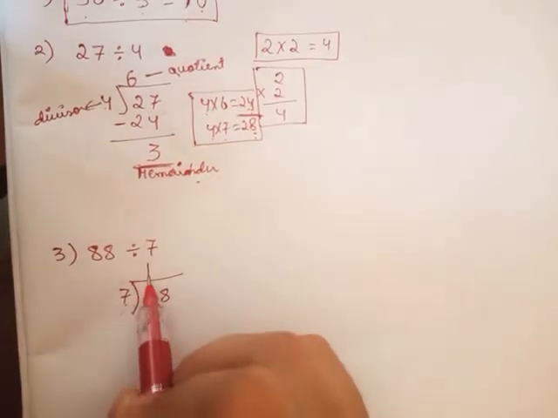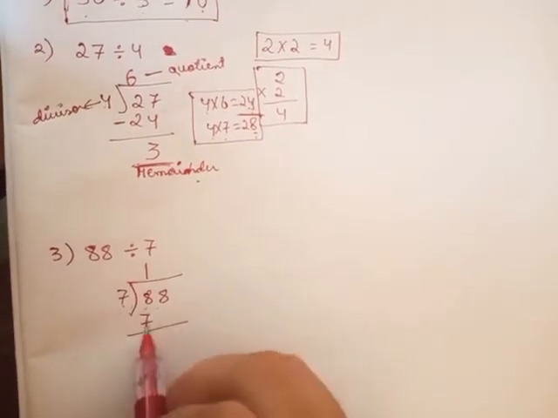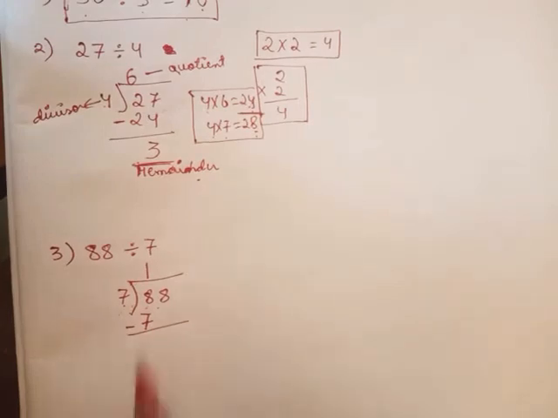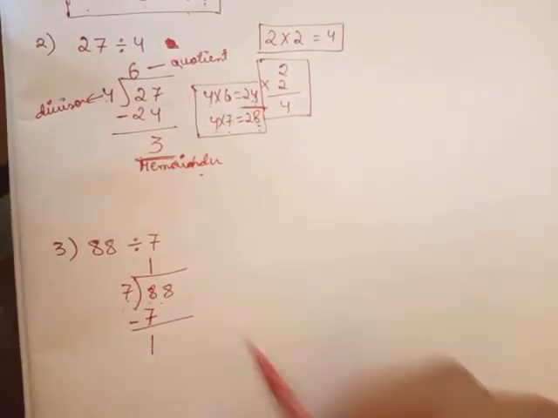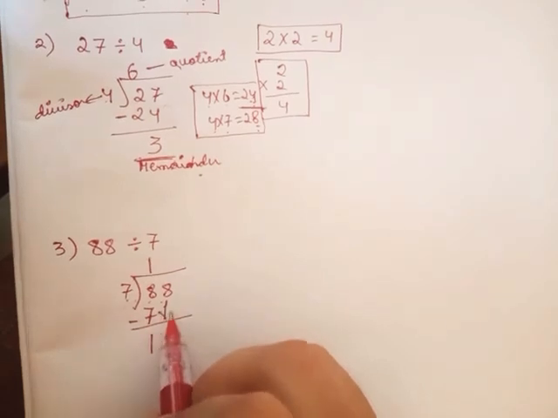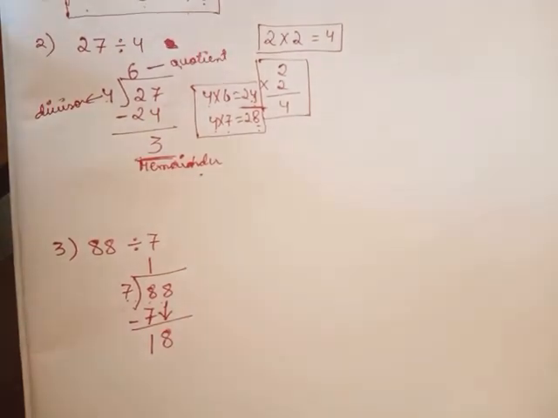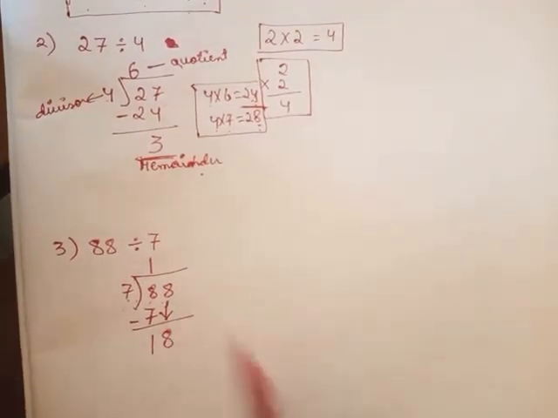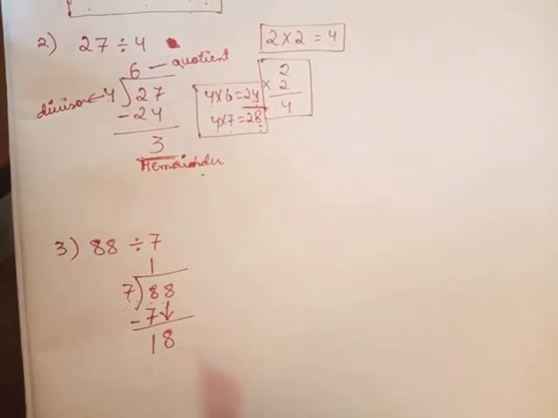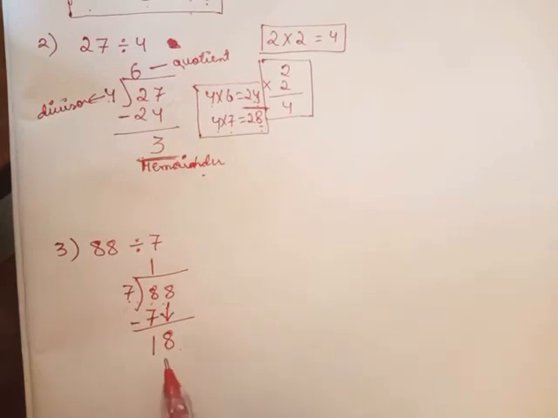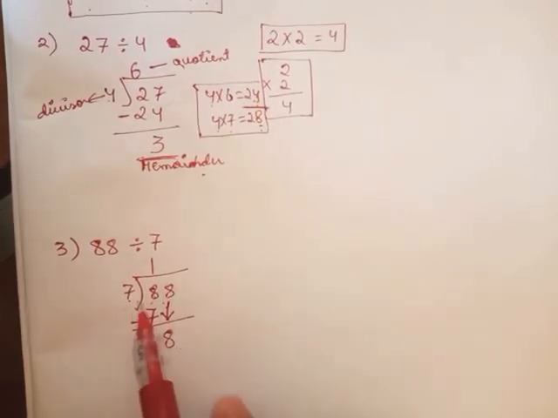So 7 times 1 is 7, and like I told you, we have to subtract, and the remainder is 1 here. Then this 8 we didn't use will come down directly here. So now you have to divide 18 by 7. Sorry, you have to divide this 18 by 7.